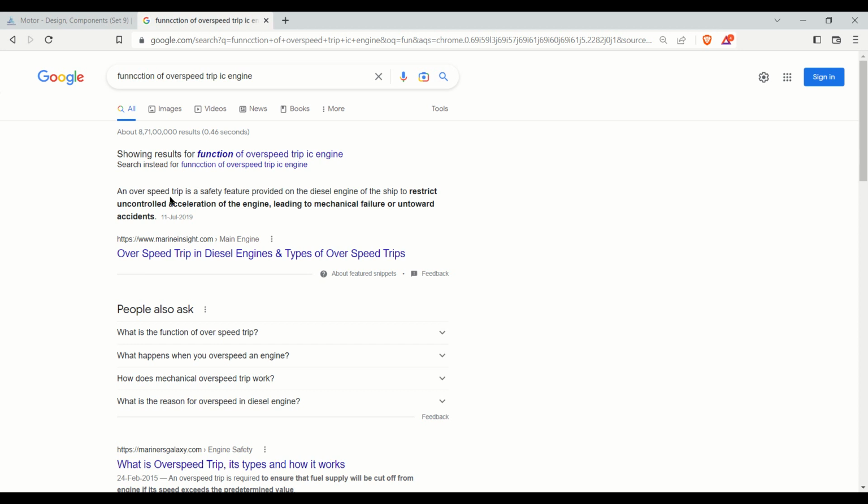An overspeed trip is a safety feature provided on the diesel engine of the ship to restrict uncontrolled acceleration of the engine. Its main function is to restrict the uncontrolled acceleration of the engine, leading to a mechanical failure or untoward accidents. It is a safety device.